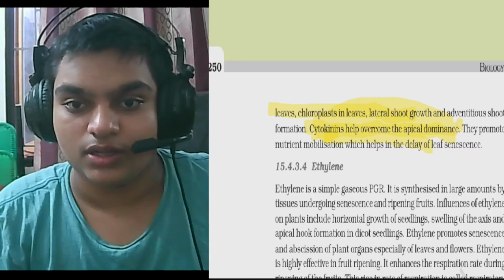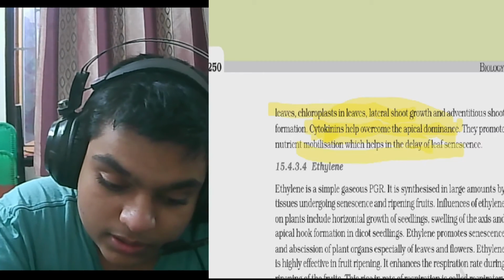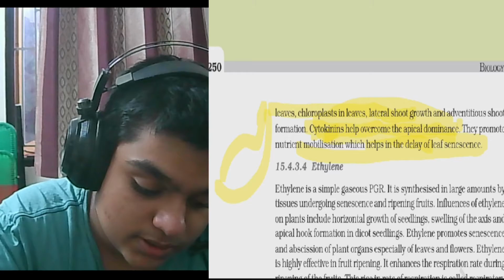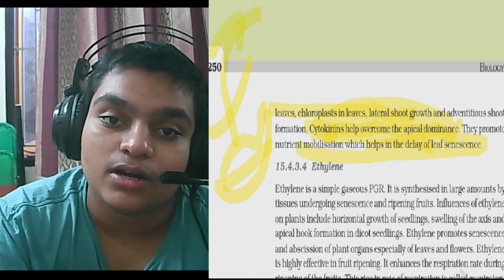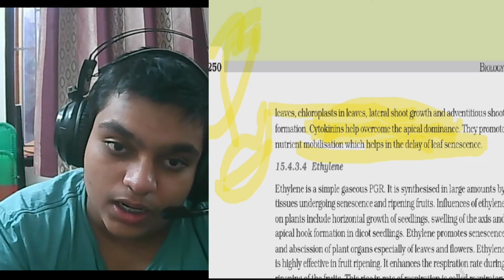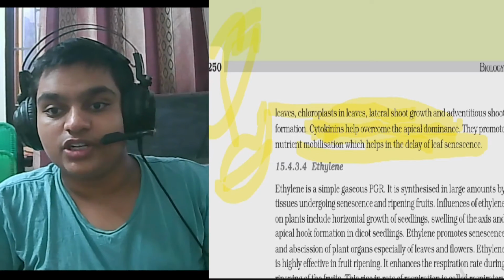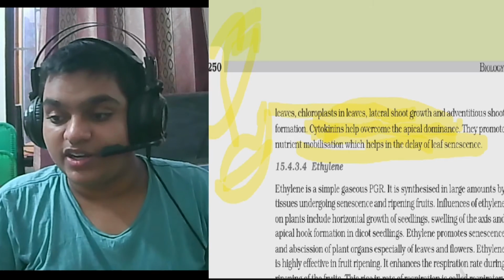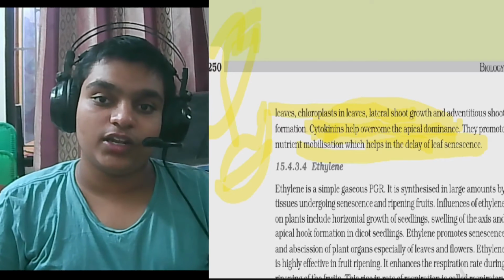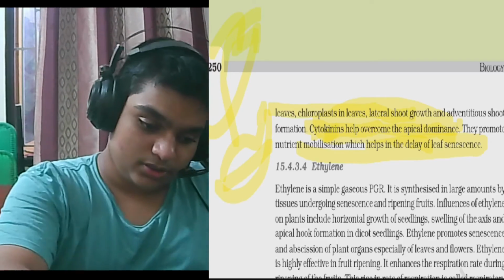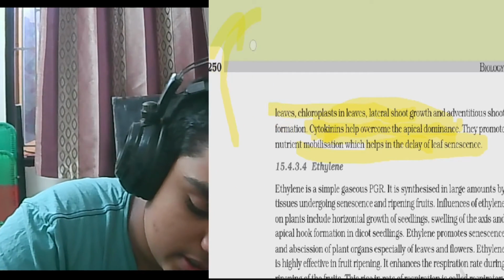Let's move on. They promote nutrient metabolism, which helps in delay of leaf senescence. What happens is, while the plant is reaching senescence, the nutrients from the leaves mobilize to juvenile parts. If nutrients are mobilized to juvenile parts, the leaf dies. So they prevent this, thereby delaying leaf senescence.